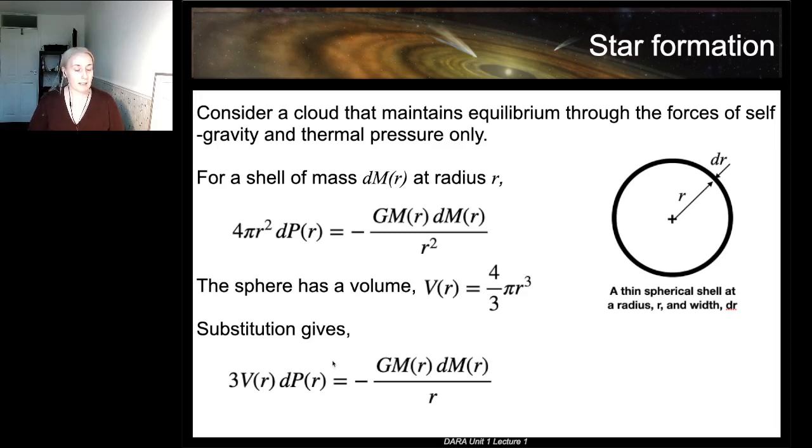So what we do next to this expression is that we integrate the left-hand side with respect to pressure from a pressure of 0 at the center to a pressure of PS at the surface of the sphere, and then we integrate the right-hand side over the mass distribution of the shell from the mass at the center, which is 0, all the way up to the full mass of the cloud, which we call Mc.